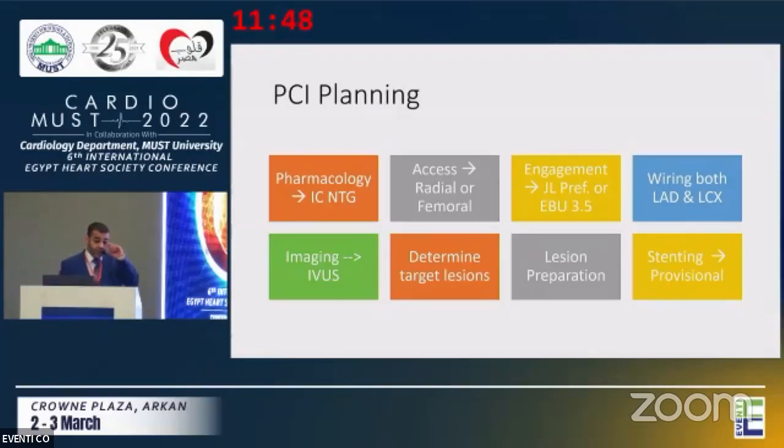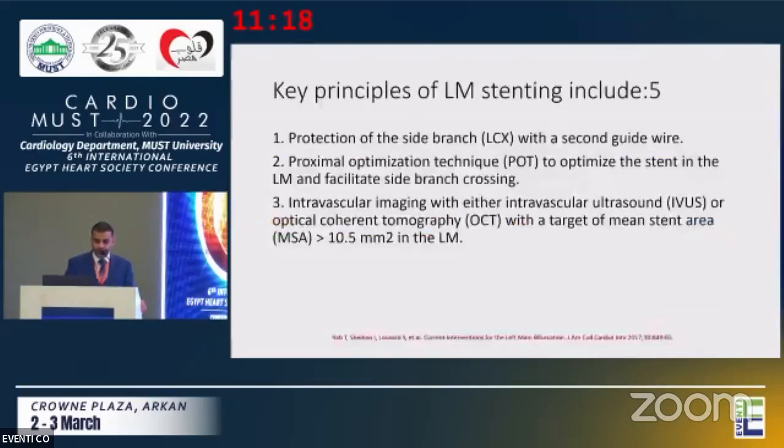Imaging with IVUS is crucial and determines your target lesions. Lesion preparation: if we have calcium or a big arc of calcium, we have to crack it, and if you have a tight lesion, we have to pre-dilate it. Then you are supposed to choose your stenting strategy. Provisional is the best one, but it's not the case with every scenario. Sometimes you have to do a bifurcation or even a trifurcation.